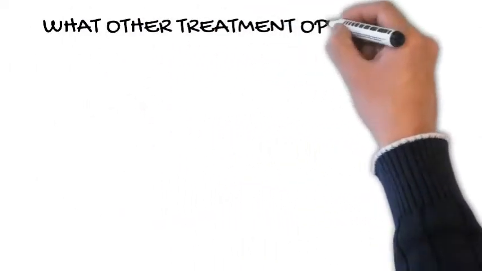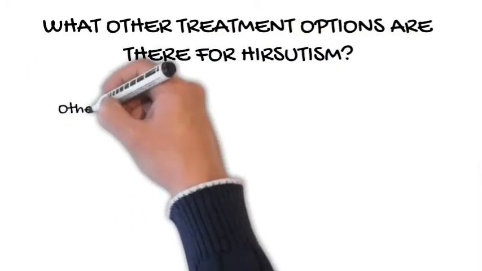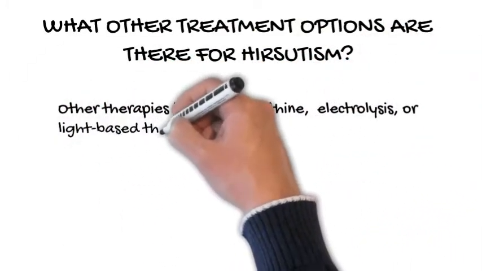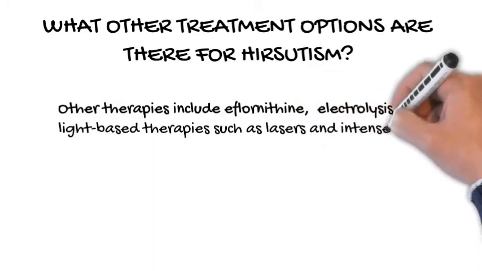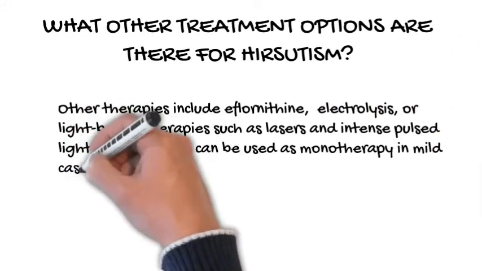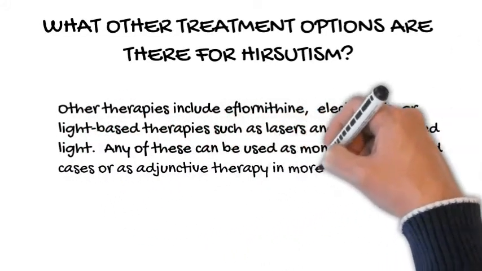What other treatment options are there for hirsutism? Other therapies include eflornithine, electrolysis, or light-based therapies such as lasers and intense pulsed light. Any of these can be used as monotherapy in mild cases or as adjunctive therapy in more severe cases.